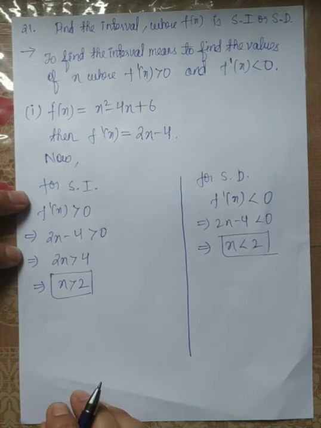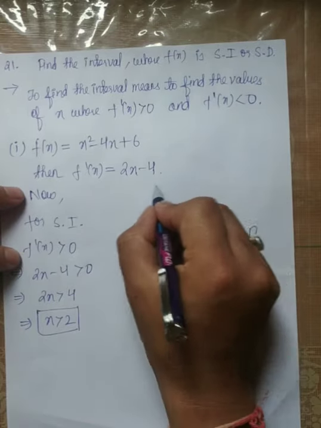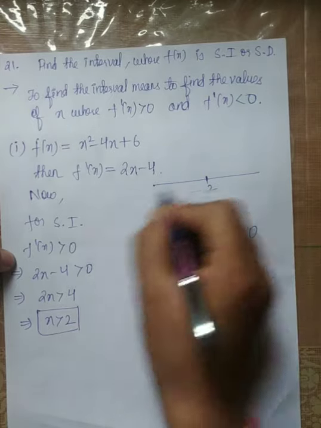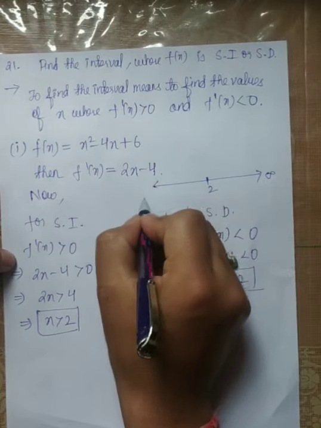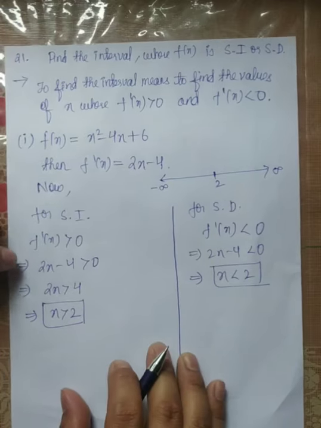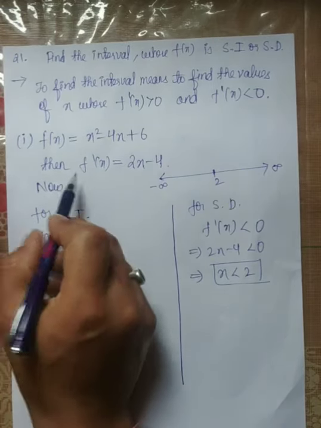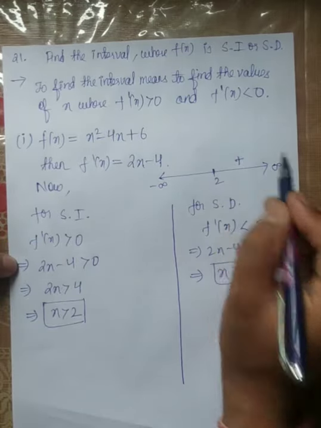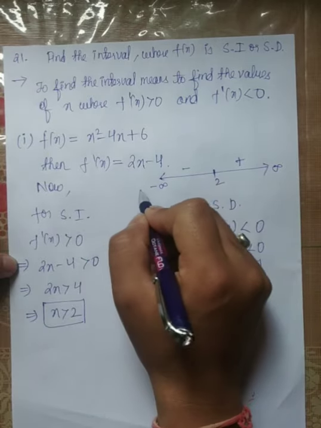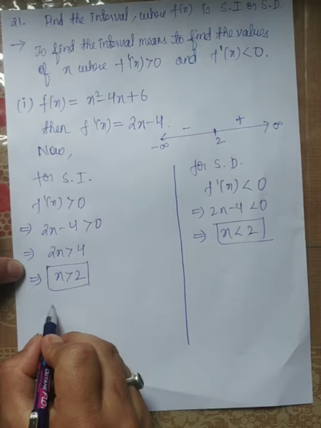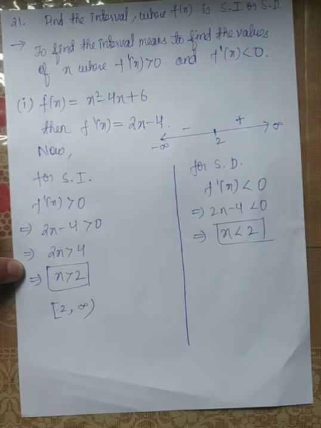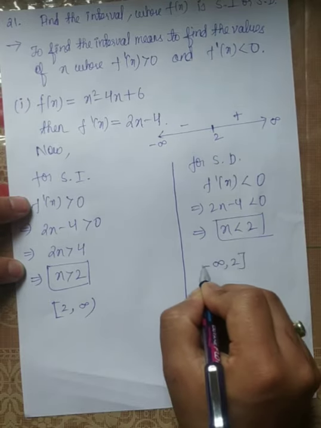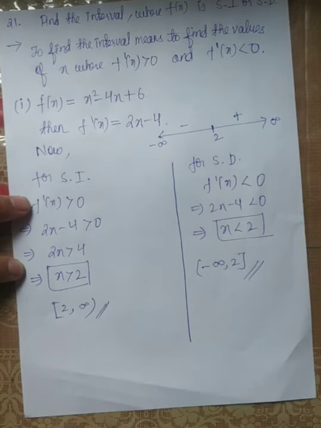Now I need to find the range. For that, I'll draw a straight line and mark the point 2. On the right-hand side it is plus infinity, on the left-hand side it is minus infinity. Now f'(x) will be positive for all values of x greater than 2, and negative for all values of x less than 2. So strictly increasing the range will be 2 to infinity, and strictly decreasing the range will be minus infinity to 2. So these are the intervals.